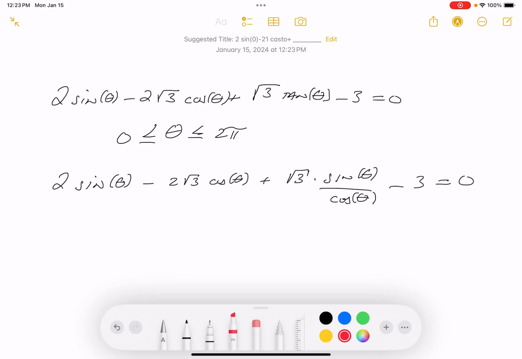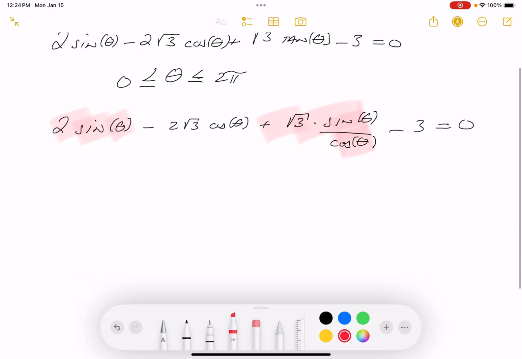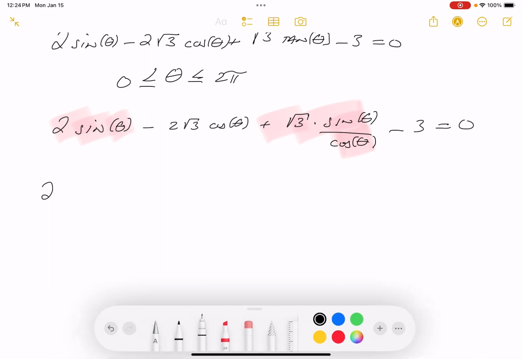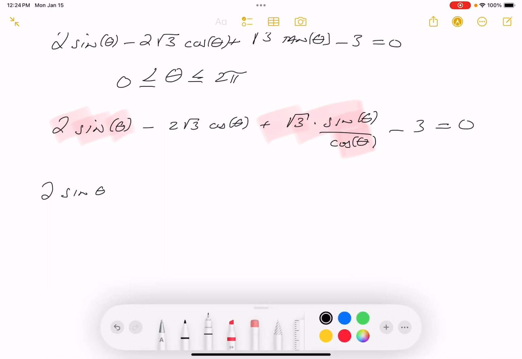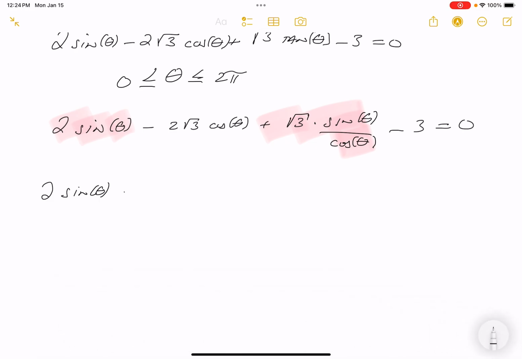Okay, so what I do notice now is this term here and this term here, just by a simple rearrangement, will have something in common. So let me put that down. So 2 sine, let's see, plus root 3 sine theta over cosine theta. You may wonder what we're trying to do. We're trying to factor the problem. If I factor it, there's a good chance we'll be able to use the zero product rule.